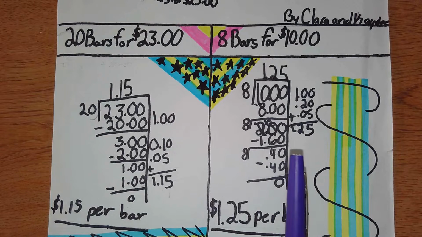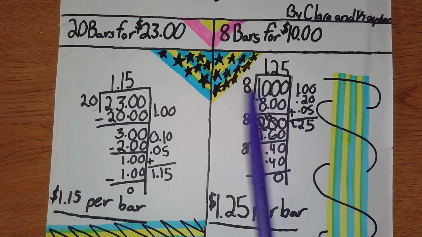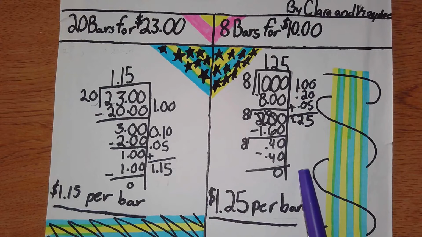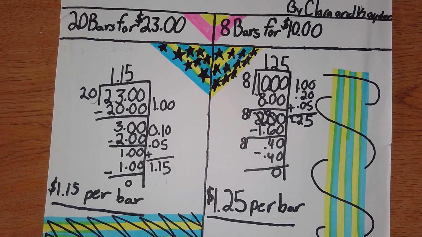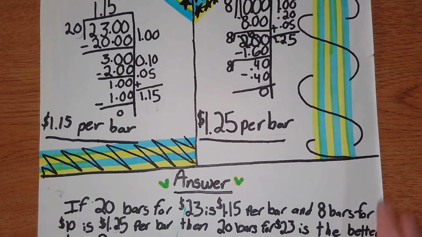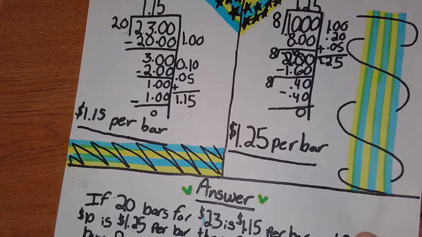Okay. And how about the other one? We did $10 divided by 8 bars, and we got $1.25 per bar. Okay. So now after doing that work, what is your result? What's your theory? What do you believe is true? Which is the better buy and why?